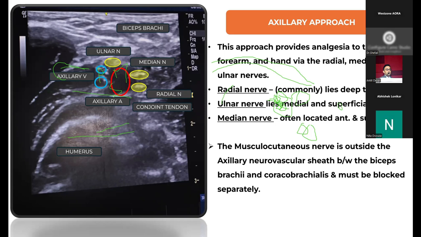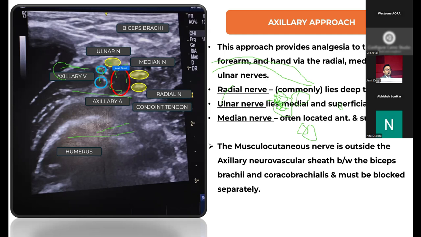The structure above that is the third part of the axillary artery, and around that you have the nerves. This distribution of the nerves can be quite variable. So I think what you have shown as the ulnar nerve should be the median nerve. Is it correct? As far as I remember, this should be the median nerve.